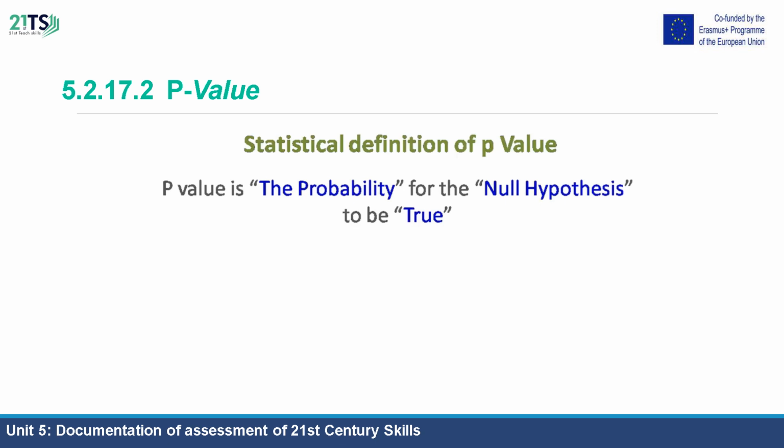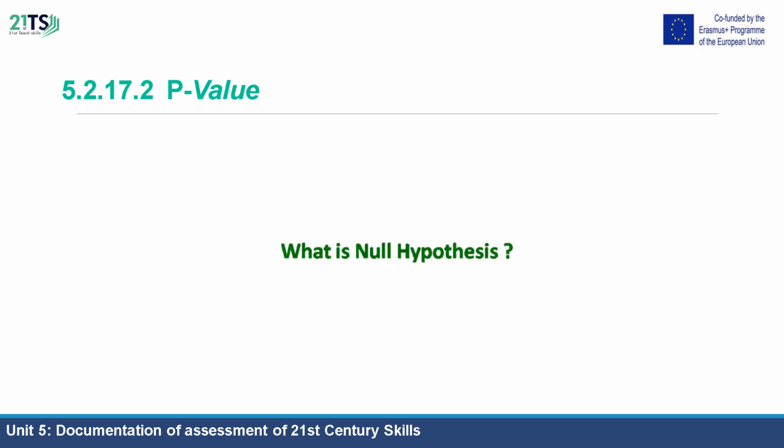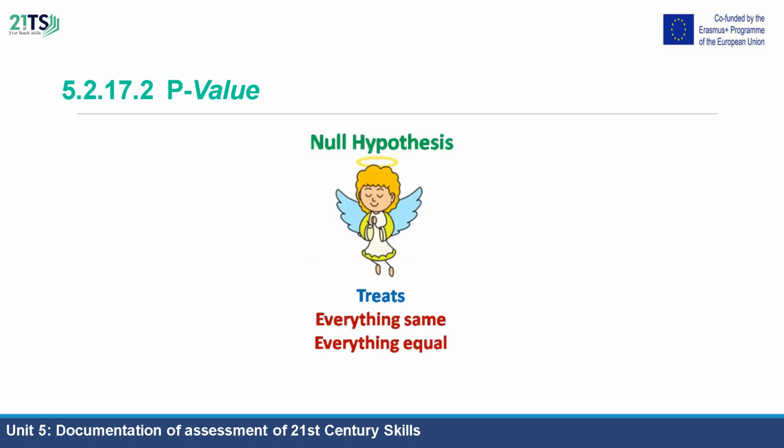Now if we see the statistical definition of p-value, then p-value is the probability value for the null hypothesis to be true. To understand p-value, first we should try to understand null hypothesis. The null hypothesis is the hypothesis which treats everything the same, everything equal.